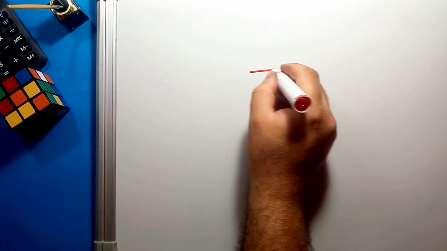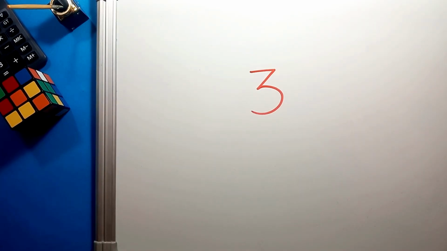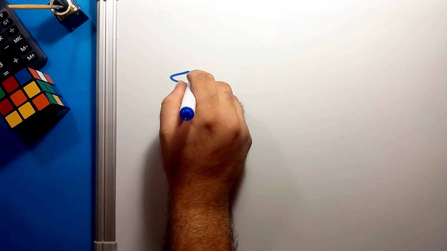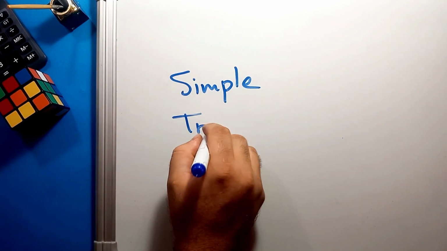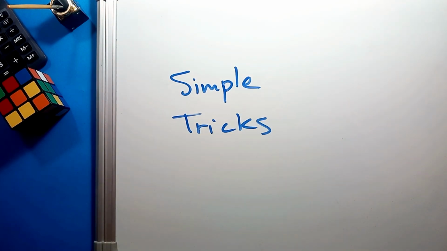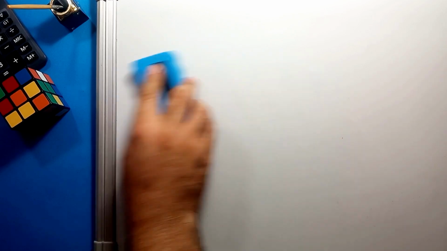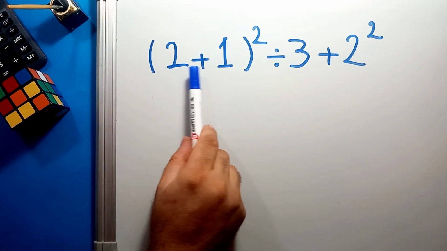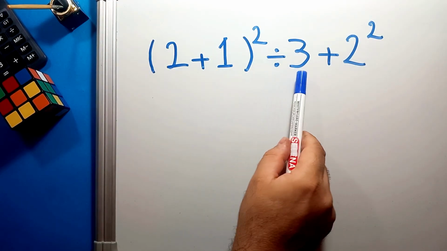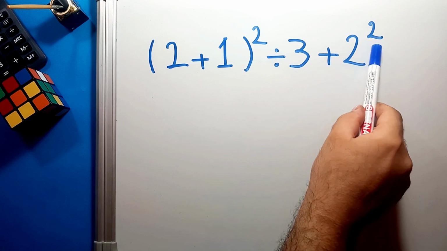Today, we're going to test your PEMDAS skills with 3 problems. Each one looks simple. Each one tricks people in a different way. Let's start with the first one. Problem 1. 2 plus 1 squared divided by 3 plus 2 squared.